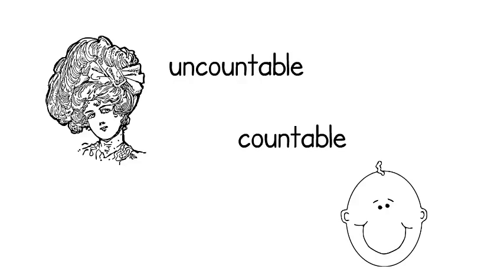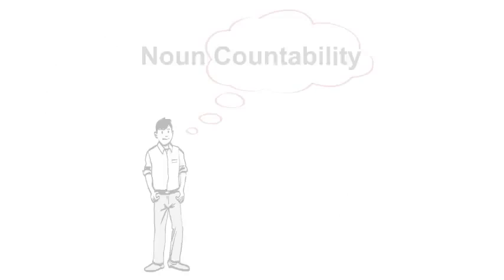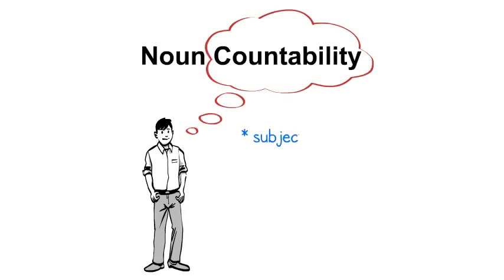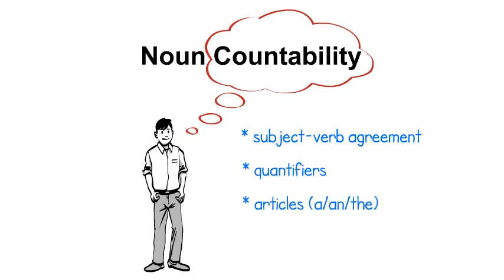If you're uncertain of the countability of a particular noun, check in the dictionary. It might have C or UNC to show this. Knowing the countability of a noun is important for subject-verb agreement, and also to know the quantifiers and articles that the noun can be used with. Review the exercises below, as well as the exercises on subject-verb agreement and articles.